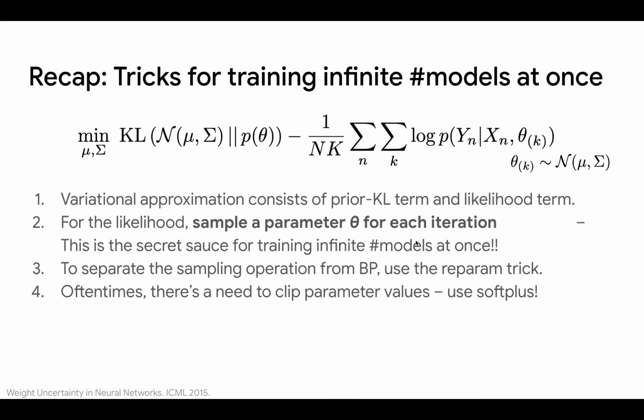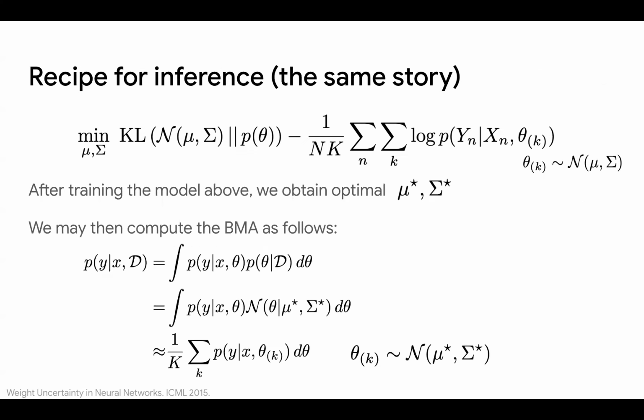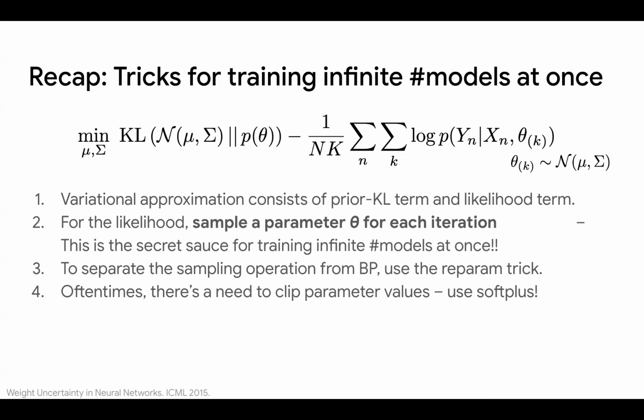And this is basically the secret sauce for training multiple models at once, while sharing a lot of weights and saving computation. And for making sure that the gradient flows through this sampling step, you use the reparameterization trick. Yeah, if there's a need to clip parameter values, then you can use softplus, or you can also use ReLU if you like. Yeah, that's it. Any questions? Sure.